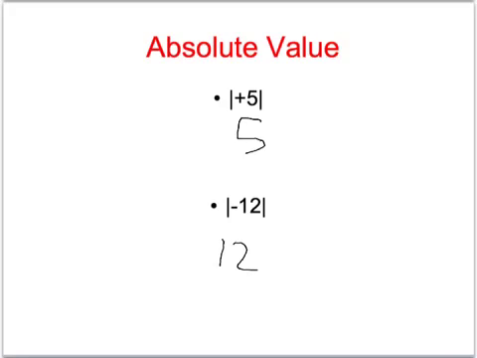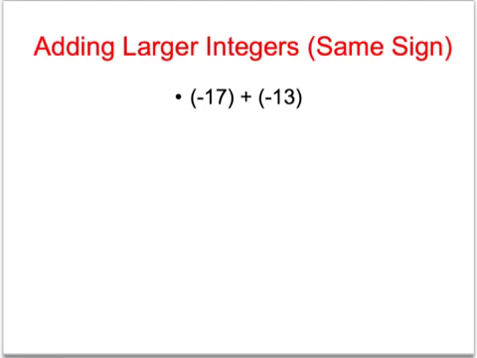Let's take a look at adding. When we add integers with the same sign, it's really easy peasy. Regardless of the sign, if it's a negative in this case or a positive, we're going to just keep that sign going. So here it's just a negative. And we're going to add the absolute values of each of the numbers inside of the bracket. So we've got 17 and 13. If I add them together, I get 30. So the answer for this question would be negative 30.